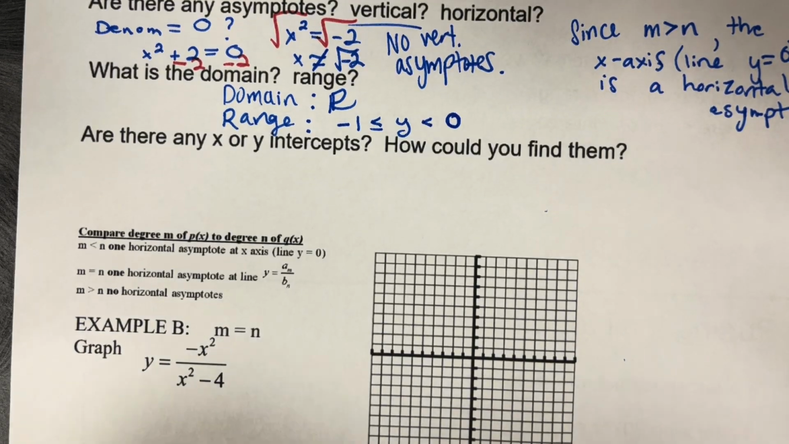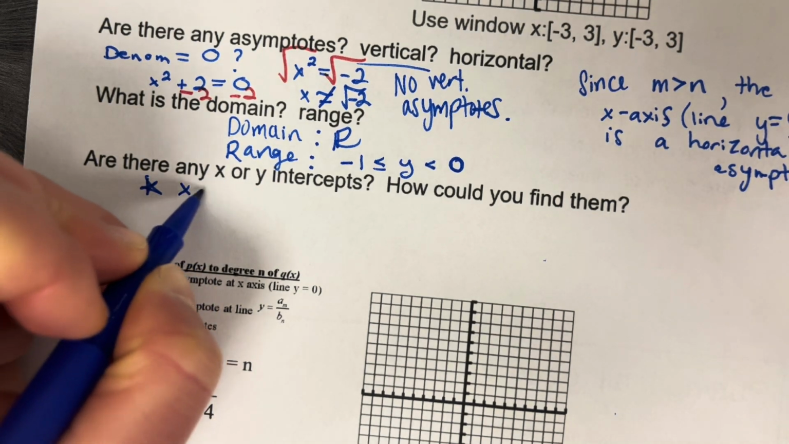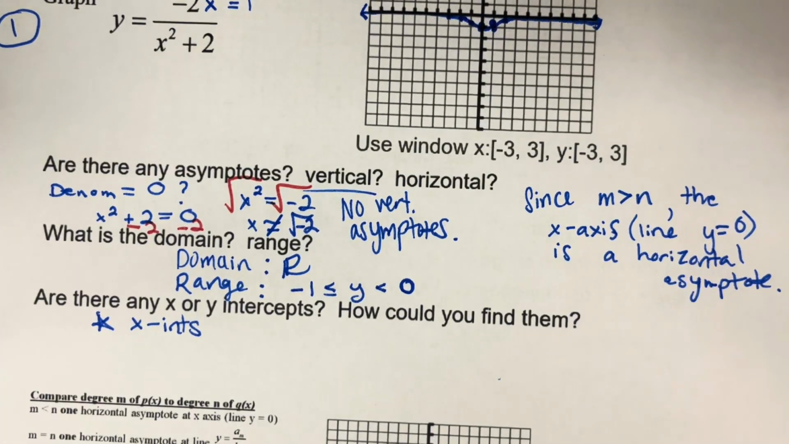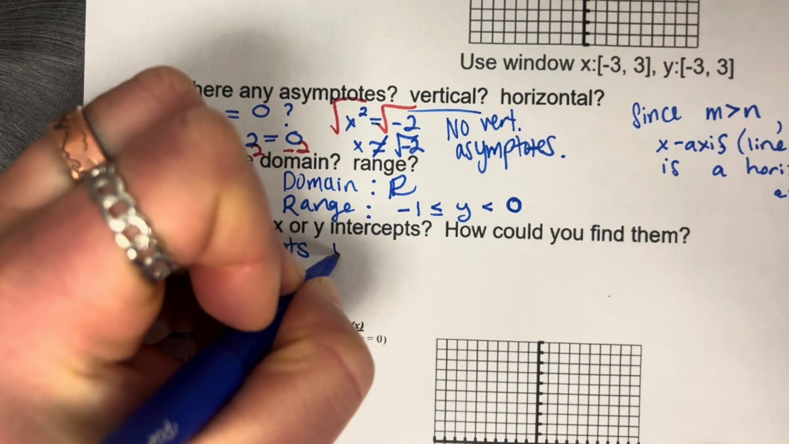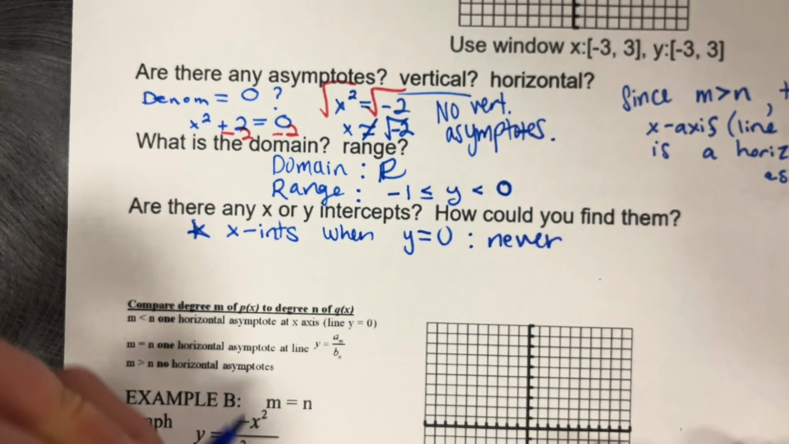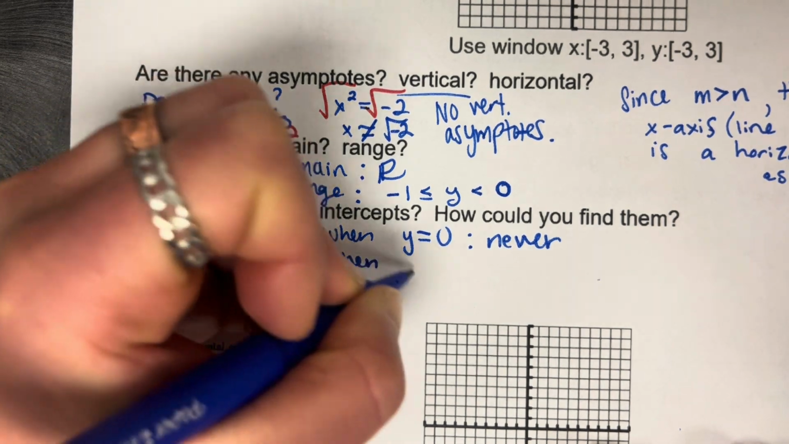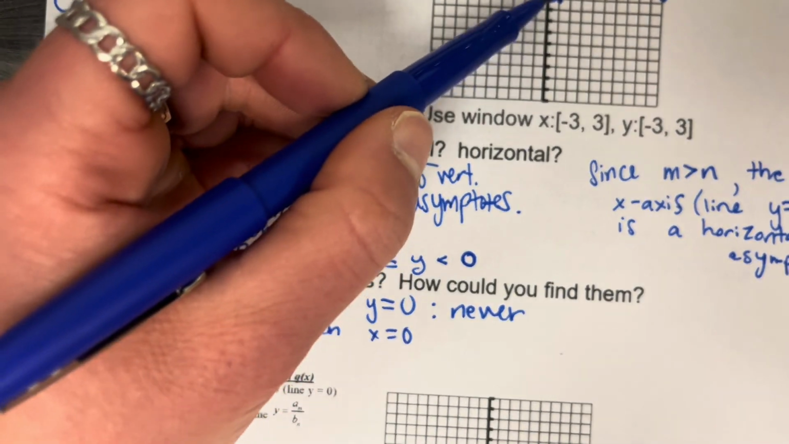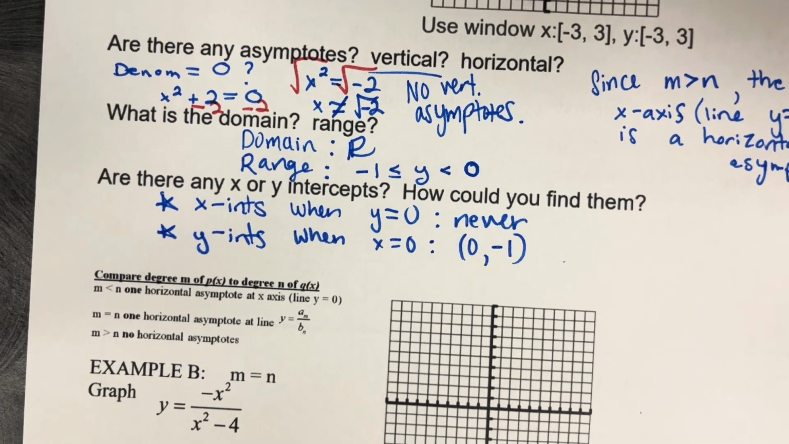Are there any x or y intercepts? So the question is, x-intercepts happen when y equals 0. So when does y equal 0? Never, because of the asymptote. And then y-intercepts happen when x equals 0. So when does x equal 0? Right here, 0, -1. At that minimum.